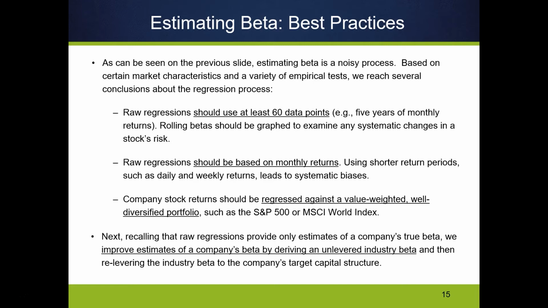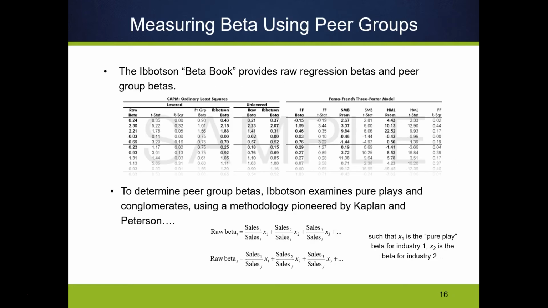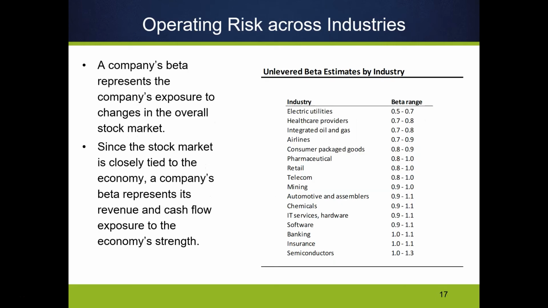Right? But we want to use monthly returns. You can use daily returns. I do it for different things, so it's not completely clear there. And you want to make sure that the market portfolio is a value-weighted, well-diversified portfolio. Okay. So I'm going to skip measuring beta using peer groups. Again, that's more of an academic discussion on improving your beta. And jump into this.